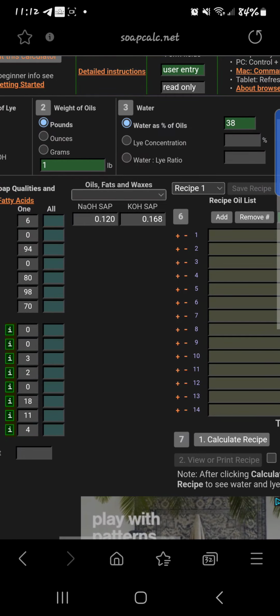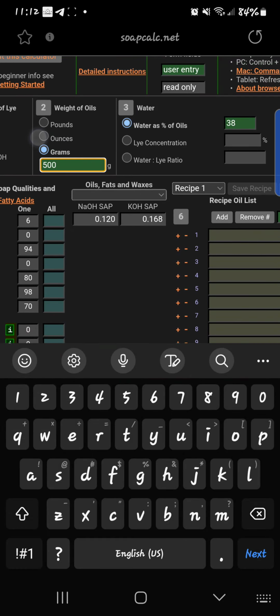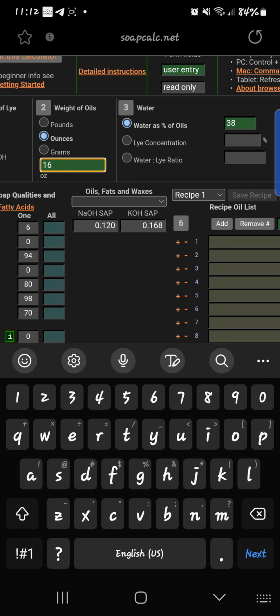All right. So then next we have number 2, which is the weight of oils. Typically you'll use either ounces or grams. And let's just say for this soap recipe, we're going to use 20 ounces. Basically it's the weight of the oils. So we're going to use 20 ounces of oils in this recipe.